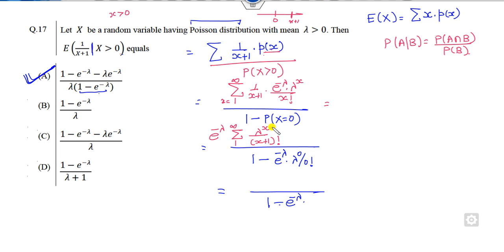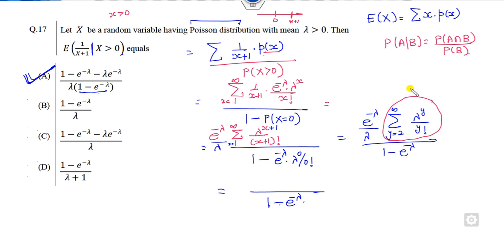Now what I can do is add plus 1 and divide it by here so that it becomes my exponential. So when I take x plus 1 as y, it can be written as y is equal to 2 to infinity of this divided by this portion. Now you can see what this portion is. This is e raised to power of this, but you have to subtract the first two terms corresponding to the 0, this is my 0, and corresponding to the 1.